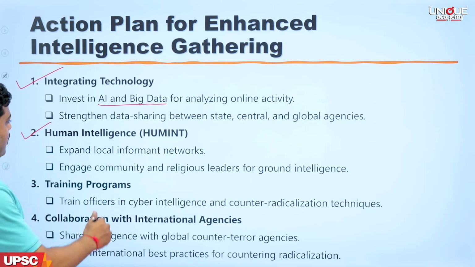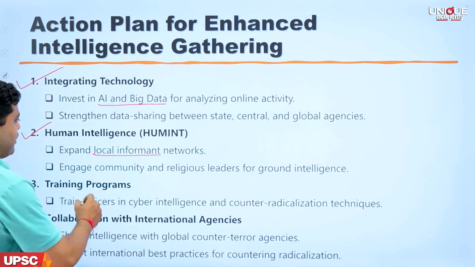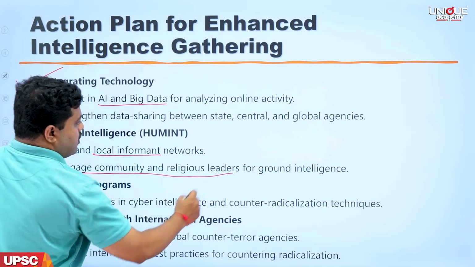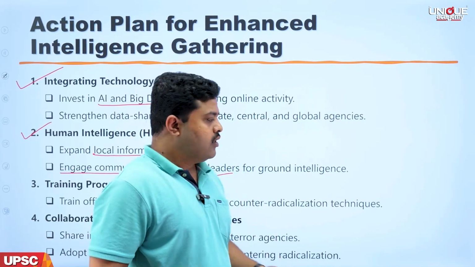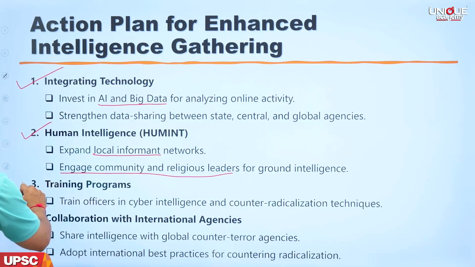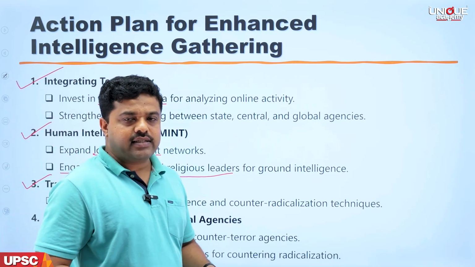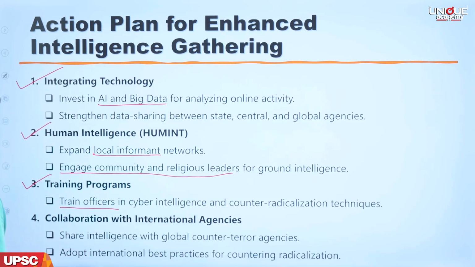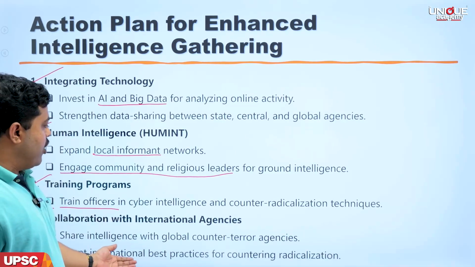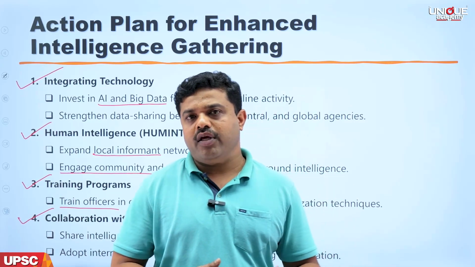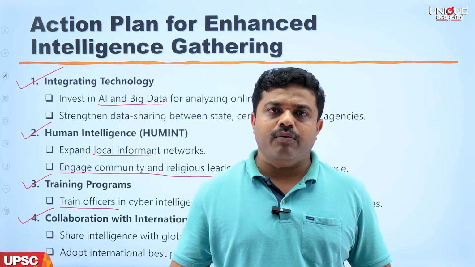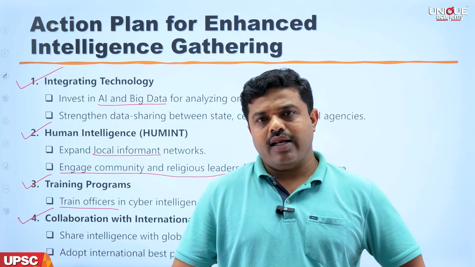So you have to also rope in local informants, and encourage community and leaders to help state authorities in gathering intelligence. Then organize training programs for officers so that they can be adept in collecting intelligence and processing it for the purpose. And finally, collaborate with international agencies as far as intelligence sharing is concerned and adopt the best practices for countering radicalization. There are other countries where these programs are being run to de-radicalize the youth. You can learn from them. Show this readiness to learn from others and employ it in our country.